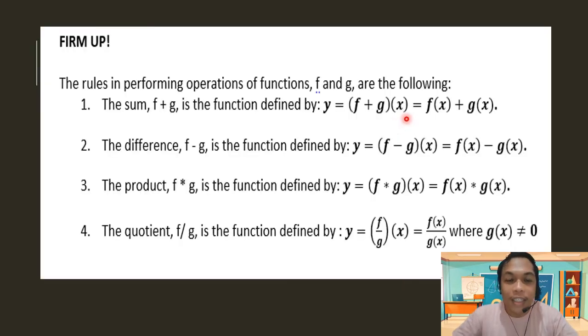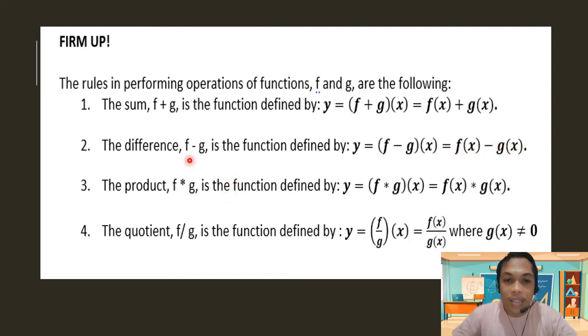The following are the different rules in performing operations of functions. Let's say, for instance, we have two functions, f and g. For the sum of the function, we have y is equal to f plus g of x, or simply f of x plus g of x. And then for the difference of a function, we have y is equal to f minus g of x, or simply f of x minus g of x.